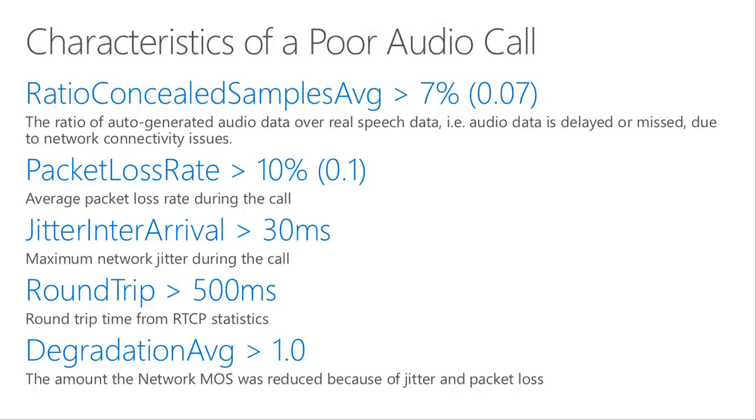Jitter and round trip are also big drivers of poor audio quality calls. So anything over 30 seconds on the jitter side, and any round trips that are over 500 milliseconds. And they're going to manifest themselves differently in the call. A jittery call is going to sound kind of robotic. You're going to be missing pieces. It's going to sound kind of pieced together. Round trip, you're going to hear it all, but it's just going to be really, really delayed.